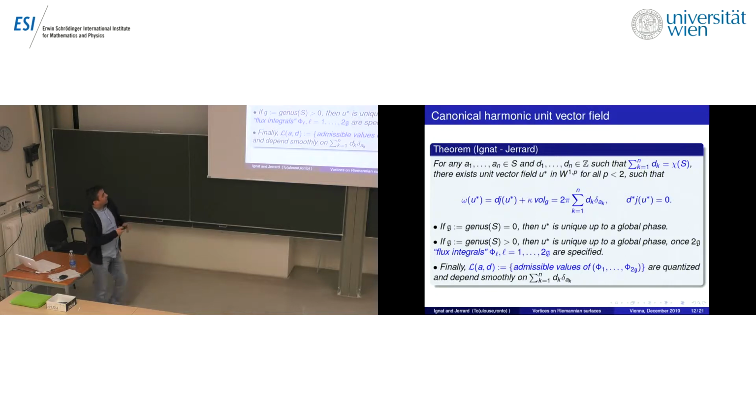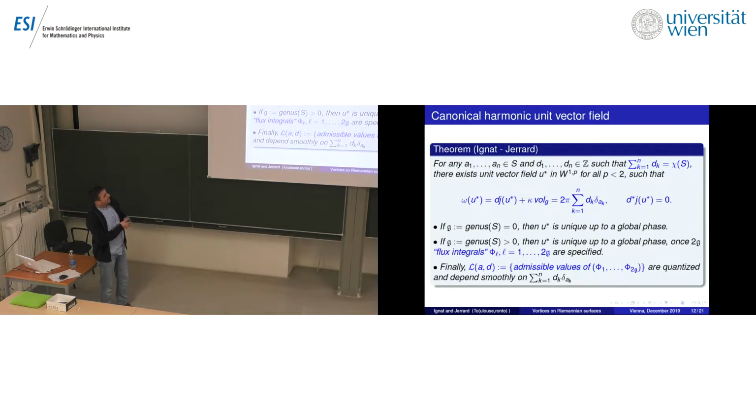So first theorem, what's this canonical vector field? The way that we will define it is the following. Let's take endpoints, so these are the vortices, that have degrees that satisfy that topological constraint, that the sum is given by this Euler characteristic.